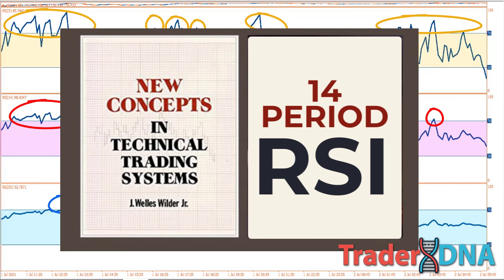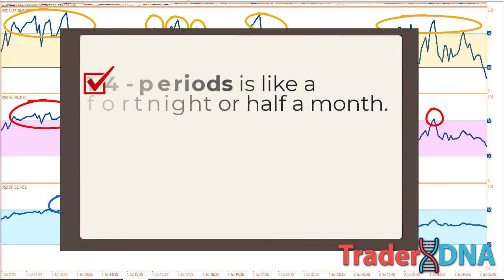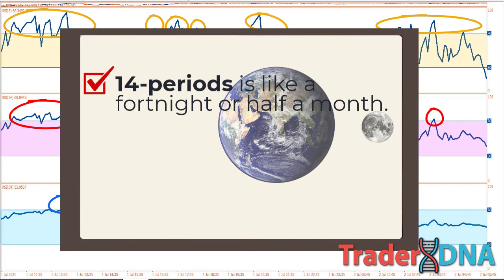Firstly, 14 periods is like a fortnight or half a month. Although markets are not normally open 7 days per week, so 14 periods does not equal 2 weeks, this time frame has a certain basis in nature relating to the time it takes the moon to travel around planet Earth. These natural phenomena like the Fibonacci sequence have a way of working in trading markets.